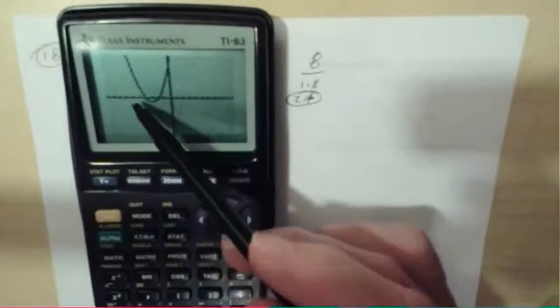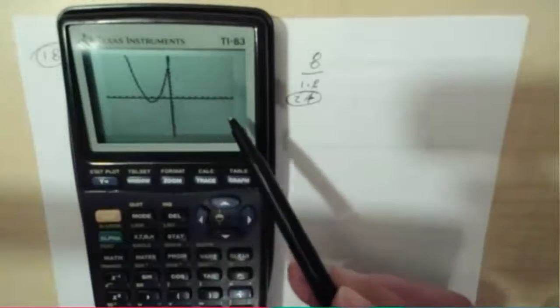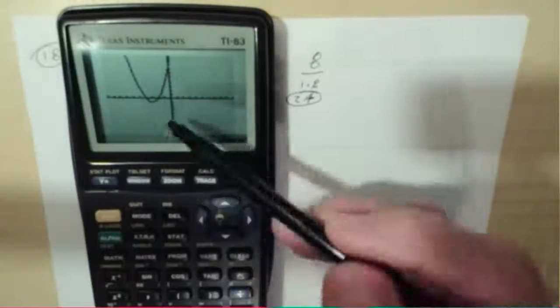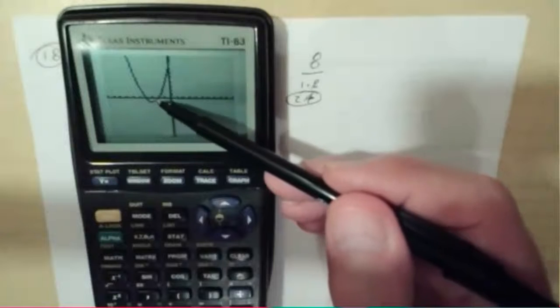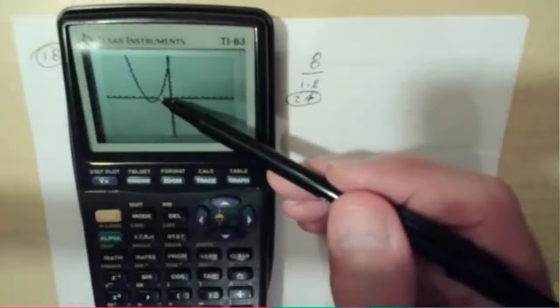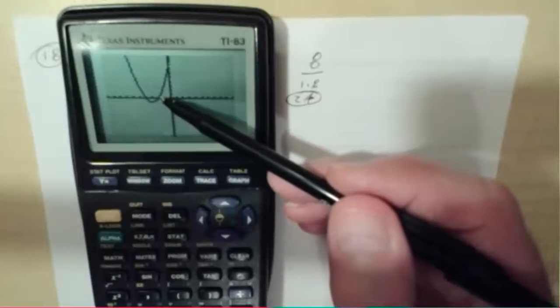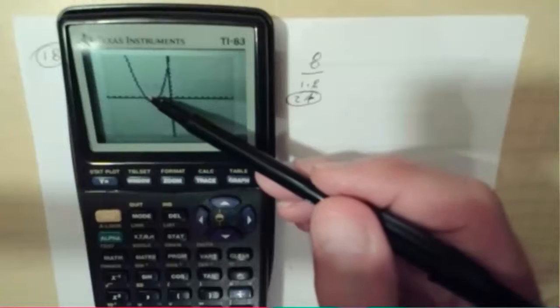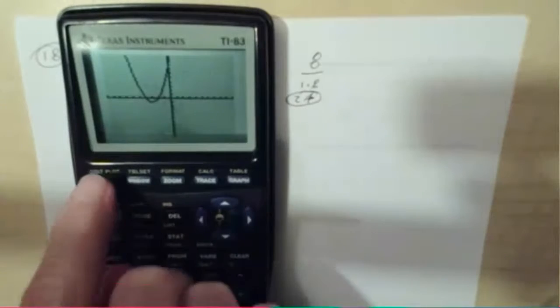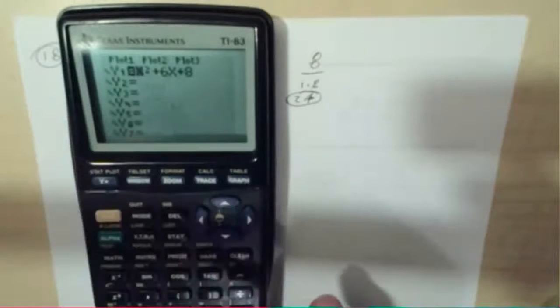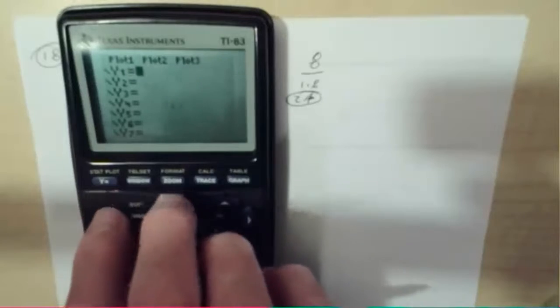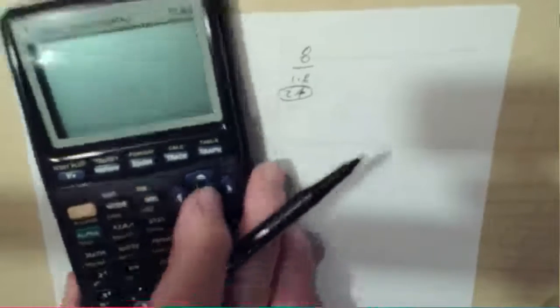Now remember, wherever the parabola crosses the x-axis, those are the answers. The roots, solutions, or answers. Each one of these tick marks is 1. So it crosses here at -2 and -4. Right? Right. Clear. And turn it off.